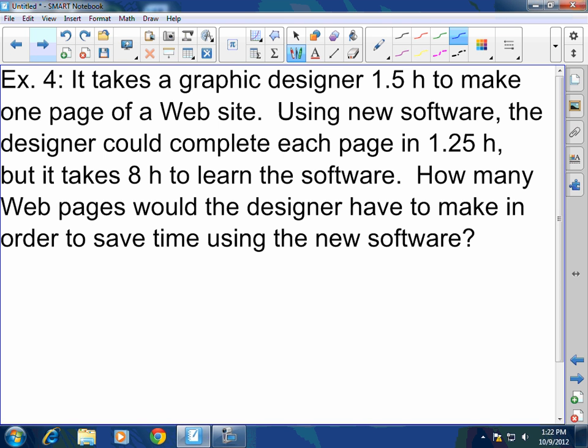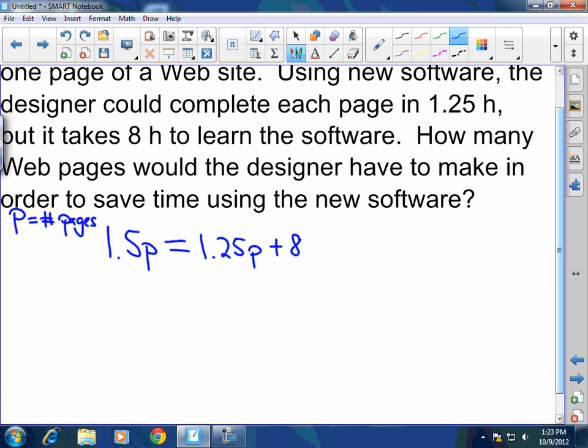Basically, the designer spends 1.5 hours to make one page, right? He wants to know, 1.5P, where P is the number of pages, okay? He wants to know, when is that amount of time going to equal 1.25 hours per page plus the 8 hours that it's going to take me to actually learn it. This is what people do in the real world when they can save time. Oh, wow, I'm going to save 15 minutes every time I do this, but I got to learn the program, which is going to take me 8 hours.